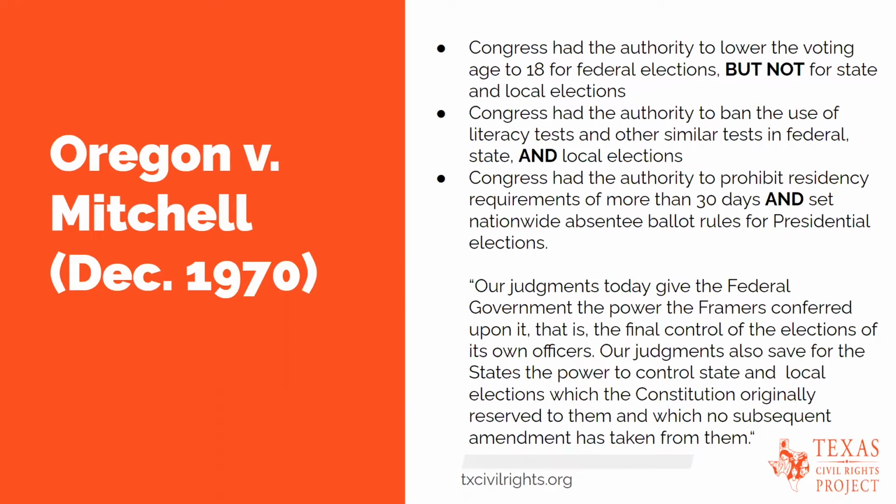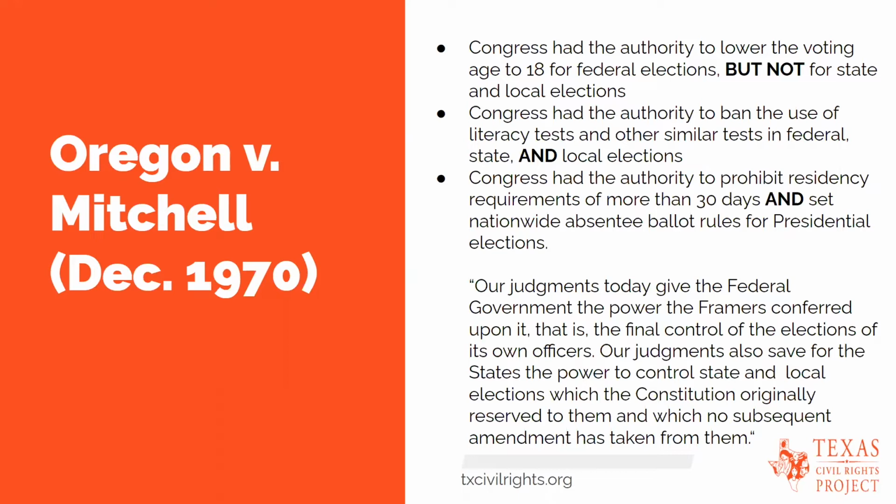So this led to a situation where you had 18 to 20 year olds across the country who would be eligible to register and vote for, say, president or vice president. But depending on the state that they lived in and were voting in, they may not be able to vote for state and local offices like governor or mayor.